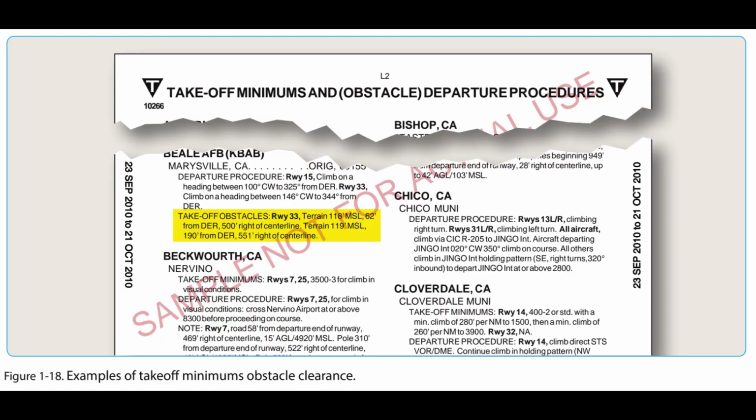The standard ROC/ROC to clear these obstacles would require a climb gradient greater than 200 feet per NM for a very short distance, only until the aircraft was 200 feet above the DER. To eliminate publishing an excessive climb gradient, the obstacle height (AGL/MSL) and location relative to the DER is noted in the takeoff minimums and obstacle departure procedures section of a given TPP booklet. The purpose of this note is to identify the obstacle and alert the pilot to the height and location of the obstacle so it can be avoided.